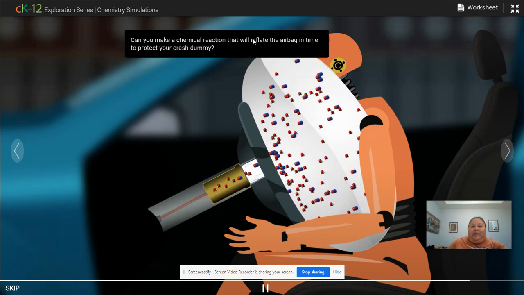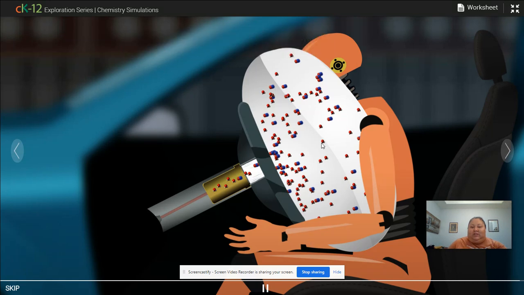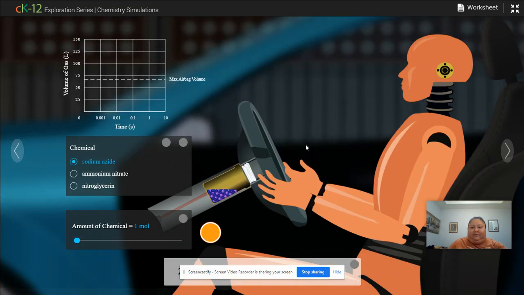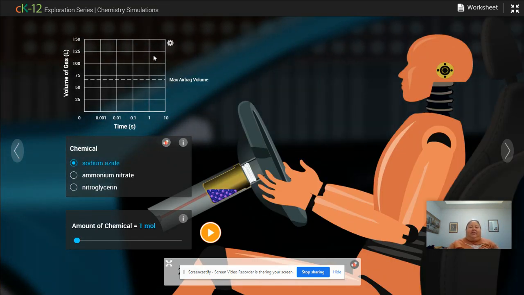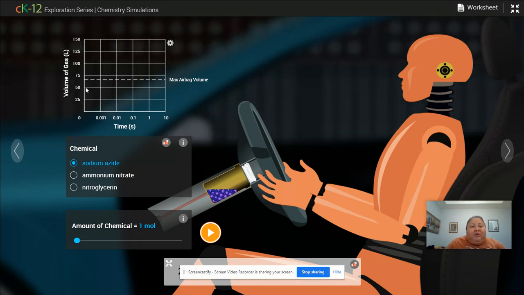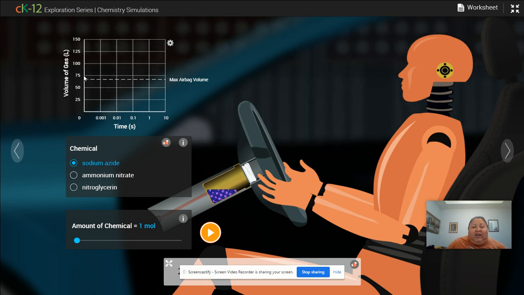Can you make a chemical reaction that will help inflate the airbag in time to protect this person? All right, so let's look at the graph. The graph uses time as our x, volume as our y, and we can tell that in order to get that airbag completely filled to its maximum so that the person stays safe, it needs to be between 50 liters and 75 liters, and it's probably closer to about 75. I would say about 70 liters that airbag needs to be filled all the way.